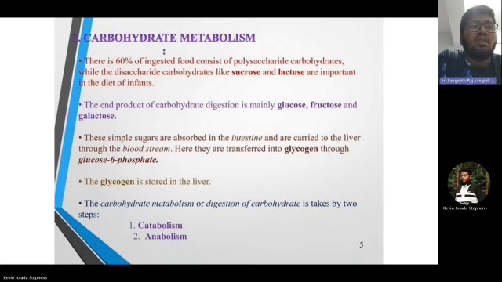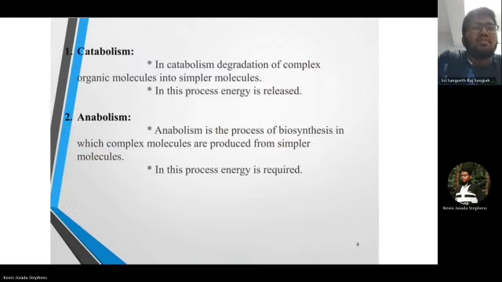Carbohydrate metabolism is divided into two types: catabolism and anabolism. Catabolism. In catabolism, complex organic molecules are degraded into simple molecules. In this process, energy is released. Anabolism. Anabolism is the process of biosynthesis in which complex molecules are produced from simpler molecules. In this process, energy is required.